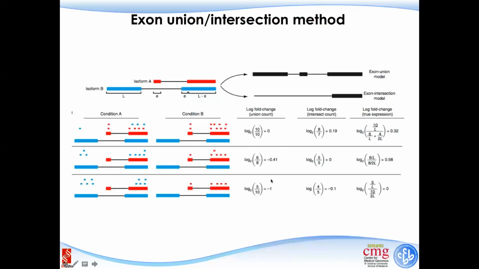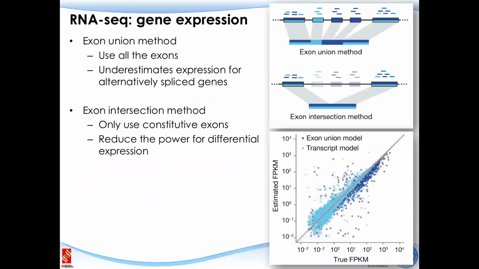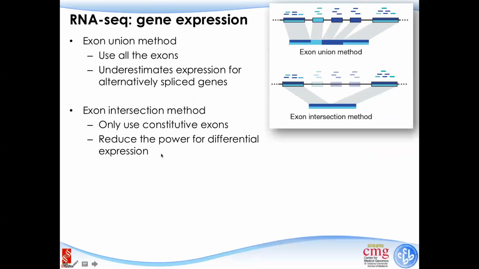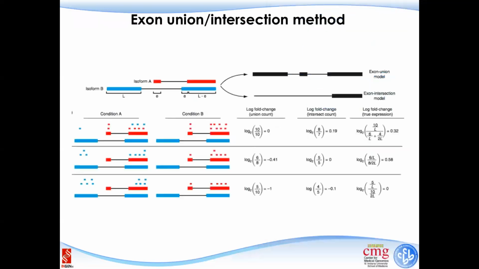And this is definitely what we call the gene expression. Sometimes there are default settings that you will ignore. But actually for RNA-Seq and for some other methods, there are adjustments and assumptions, and you can change the assumption. And here's a clear definition. The exon union method uses all of the exons and underestimates the expression level for transcribed genes. The exon intersect method uses only constitutive exons and reduces the power of differential expression. If you feel this part is not that clear, please go back, focus on this part, and check the definition.